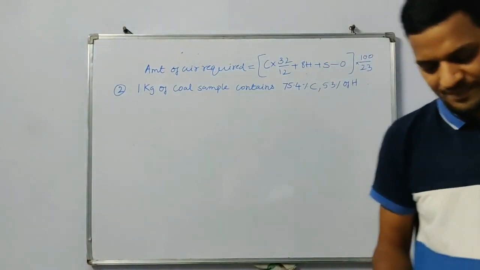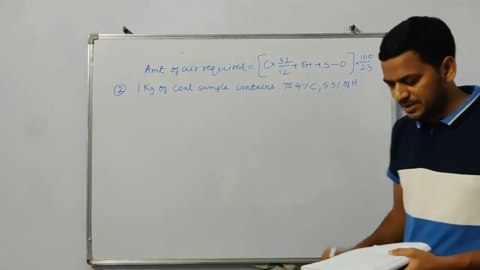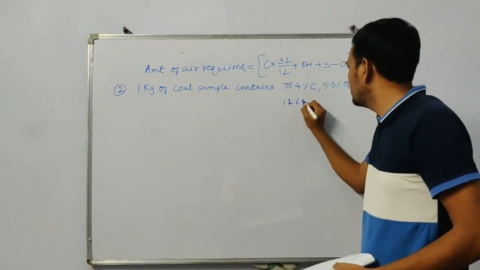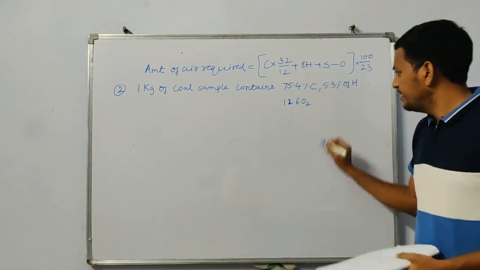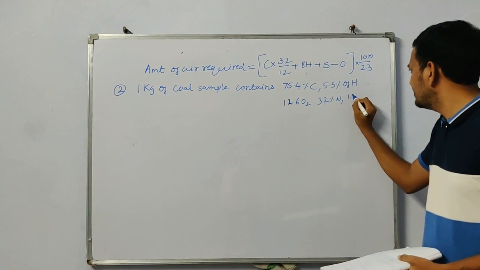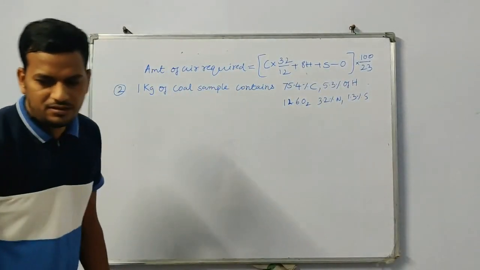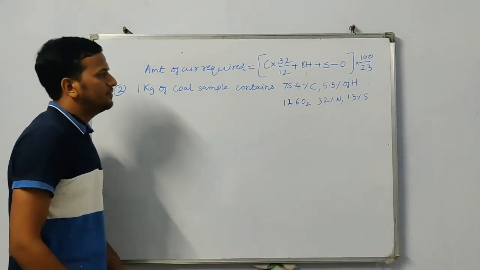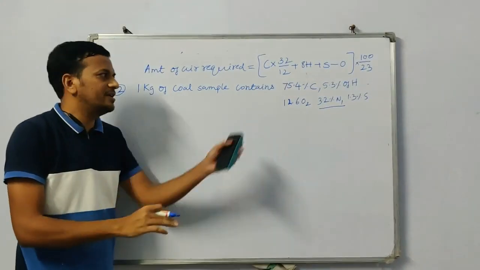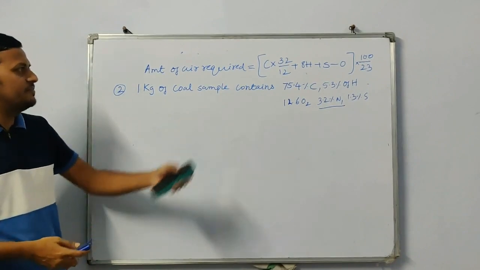So 75.4% carbon, 5.3% hydrogen, and 12.6% oxygen, 3.2% nitrogen, and followed by the last one, 1.3% sulfur. Okay, so out of all these atoms, nitrogen is non-combustible matter present in the coal, so we need not worry about this nitrogen part. So here you focus on the values now, and complete the question.